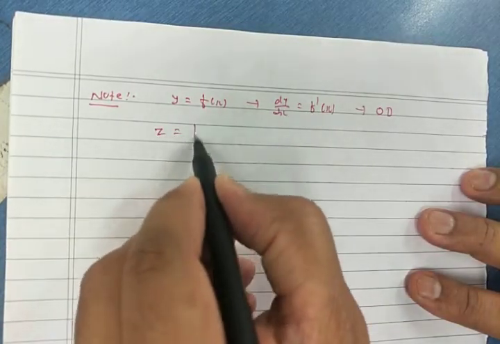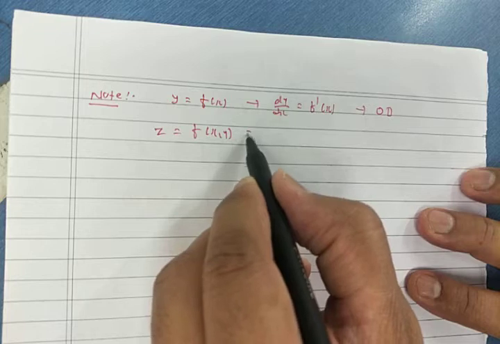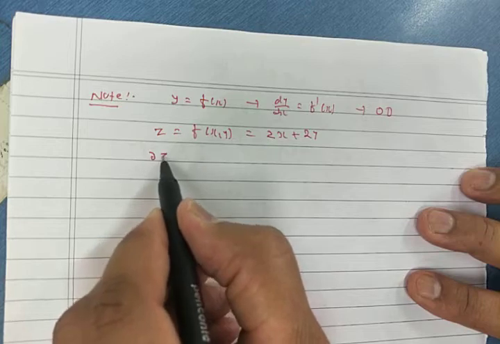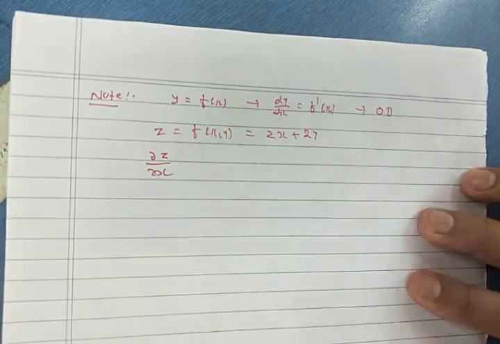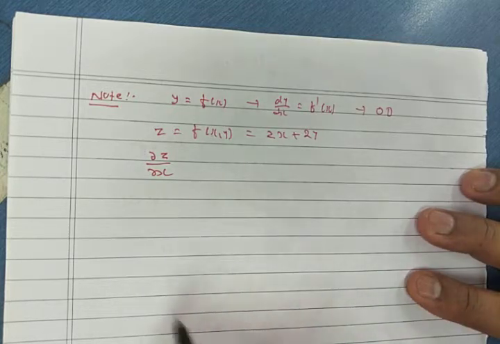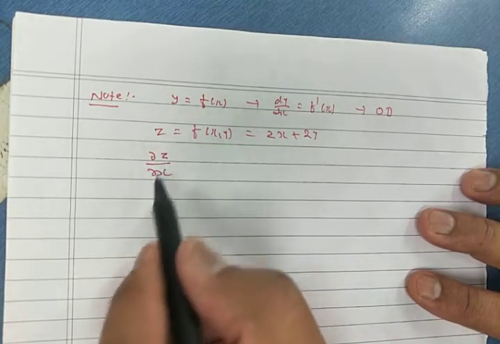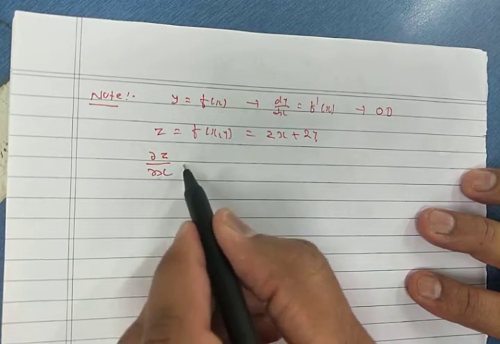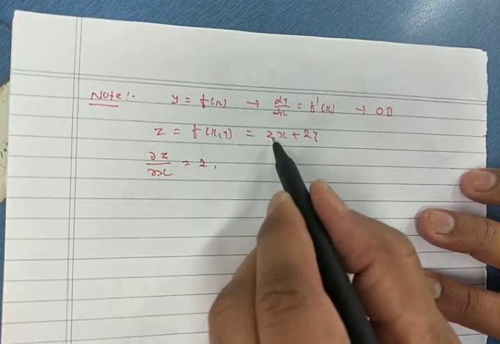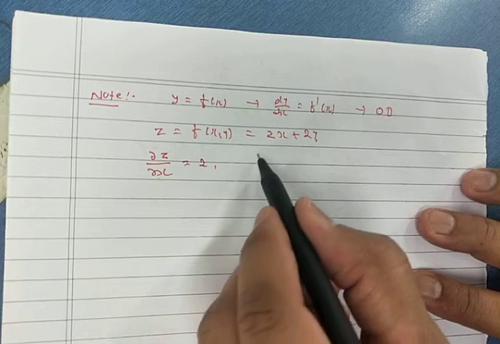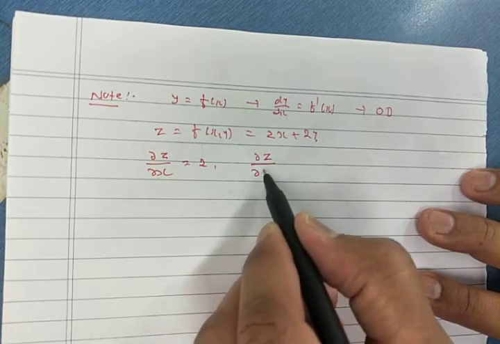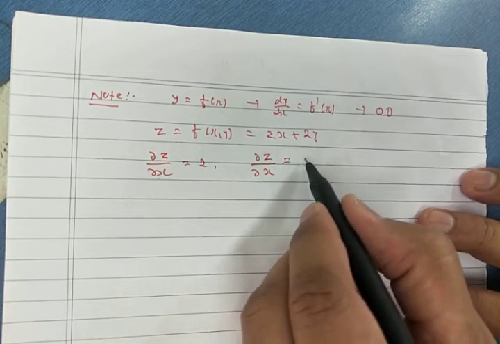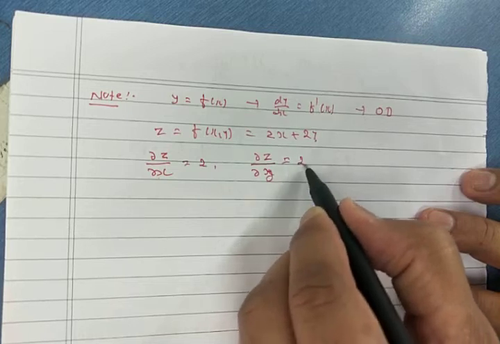And if some function z is equal to f(x, y), let us consider 2x plus 2y. If we differentiate z with respect to x keeping y as a constant, that is del z by del x, it is 2. Derivative of 2x is 2. Derivative of 2y is constant, so 0. Differentiation of z with respect to x keeping y as a constant. So it comes out 2.